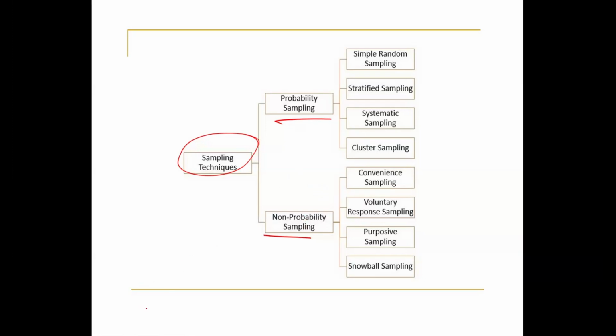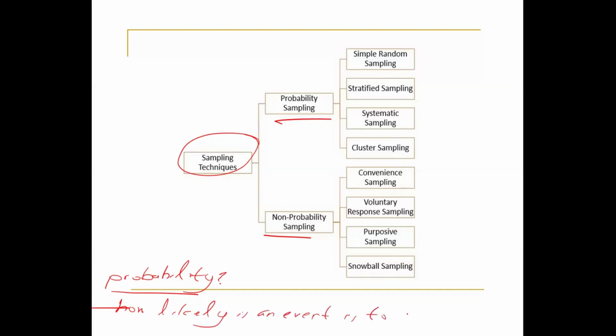So what is probability? We discussed what is probability. Probability is the measure of how likely an event is to happen. How likely an event is to happen, right? So that's probability, right?